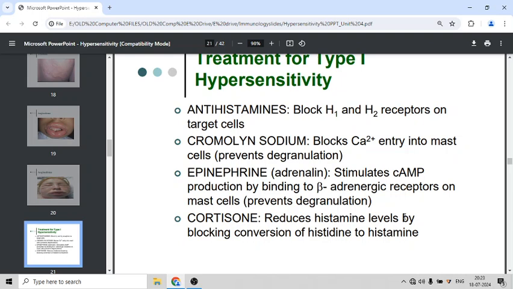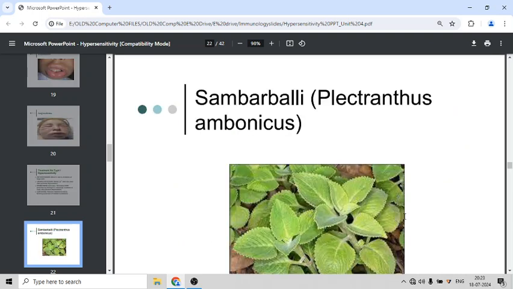This is how one can control the type 1 hypersensitivity, and the person suffering from type 1 hypersensitivity, under the supervision of doctor, can keep these drugs and prevent the severity of the reaction like systemic anaphylaxis or localized anaphylaxis.